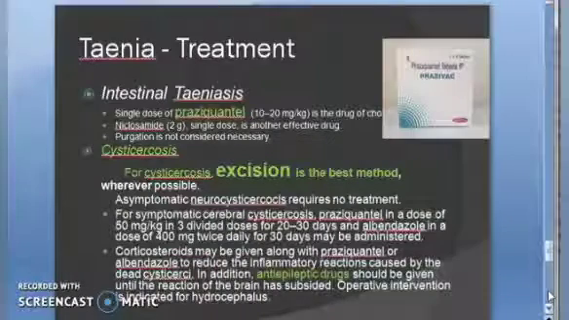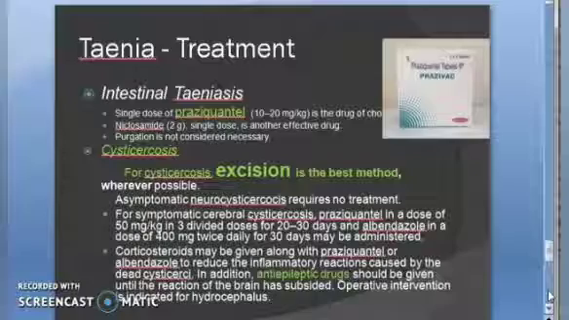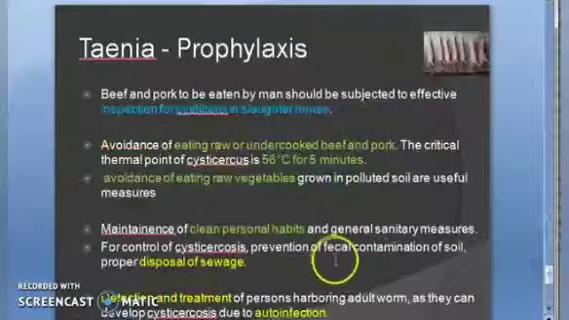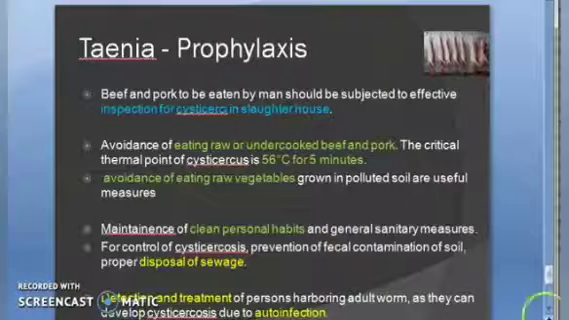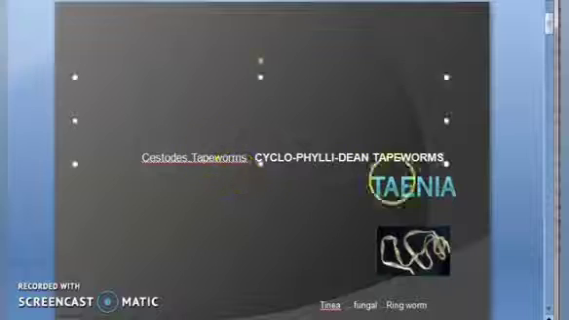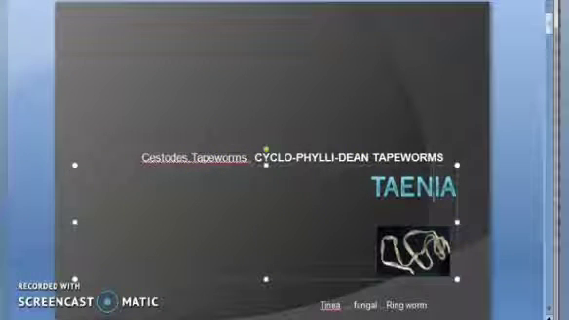Moving on, then we saw the treatment, praziquantel, tapeworm, then prophylaxis. Okay, that's all for now. We finished off Taenia. Taenia is over. Bye, tapeworm.